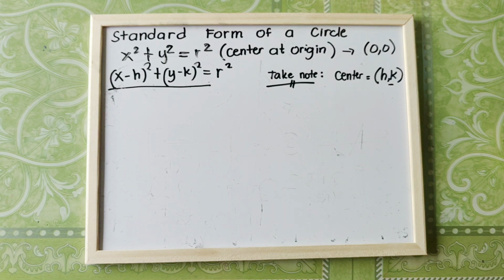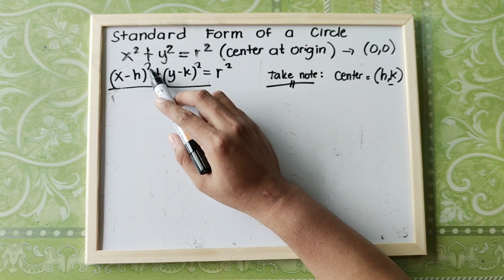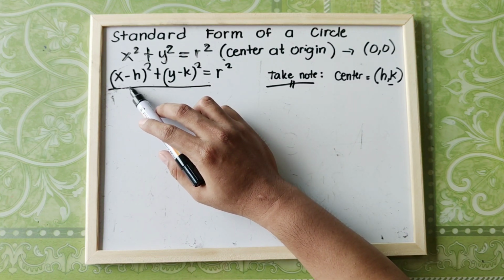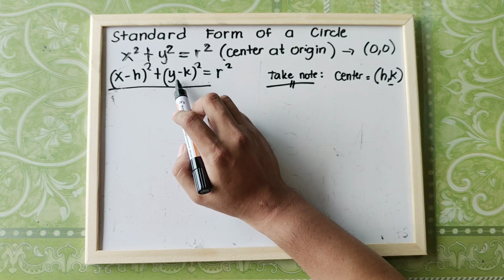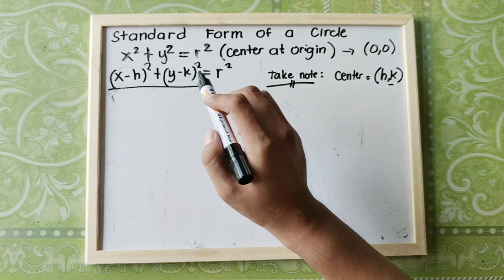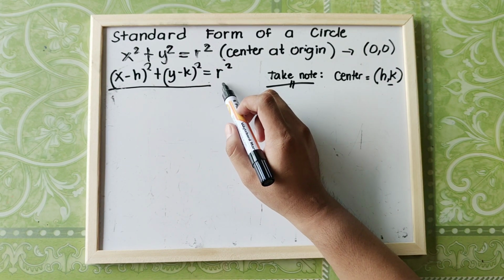Standard form of a circle. The standard form of a circle is the square of the difference of x and h plus the square of the difference of y and k is equal to r squared.